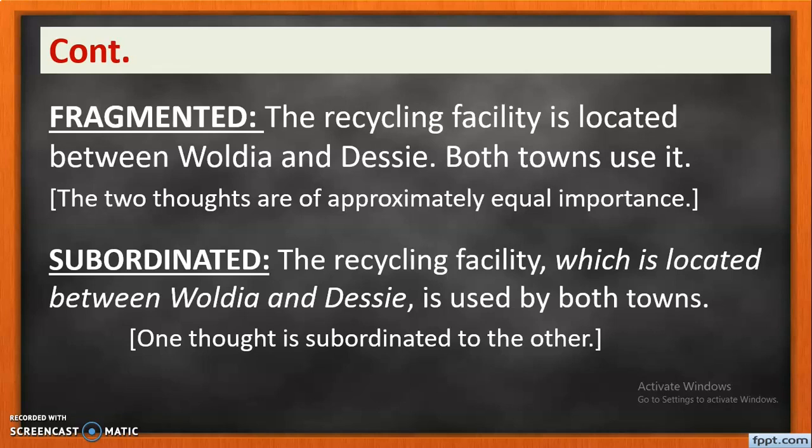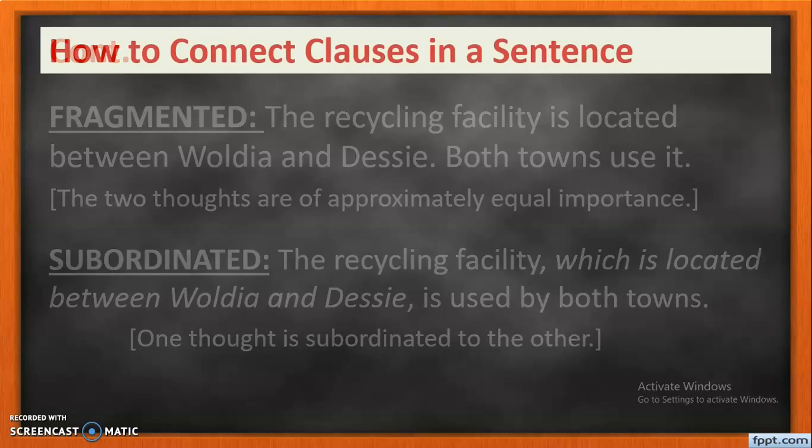So this is how we can do it. The recycling facility, which is located between Waldia and Odessa, is used by both towns. We put the less important idea in the dependent clause, as you can see, and the rest is used as the main clause. So one thought is subordinated to the other, as you can see from the example.